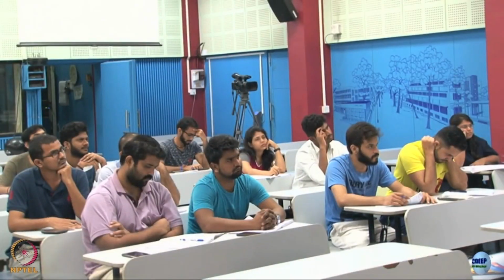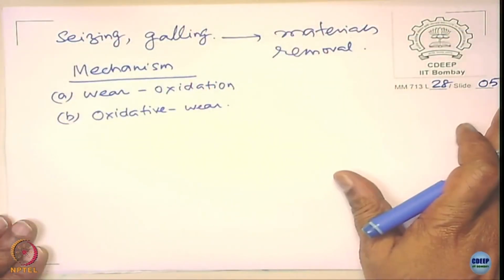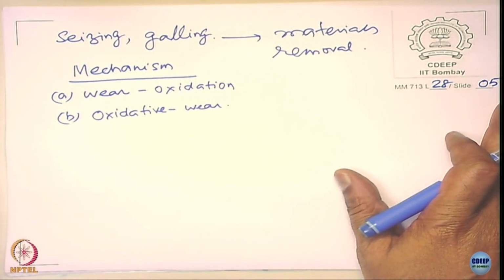So, two possible routes are possible, okay. That is how the wear oxidation mechanism and the oxidative wear mechanism both successfully explain the experimental observations, right.